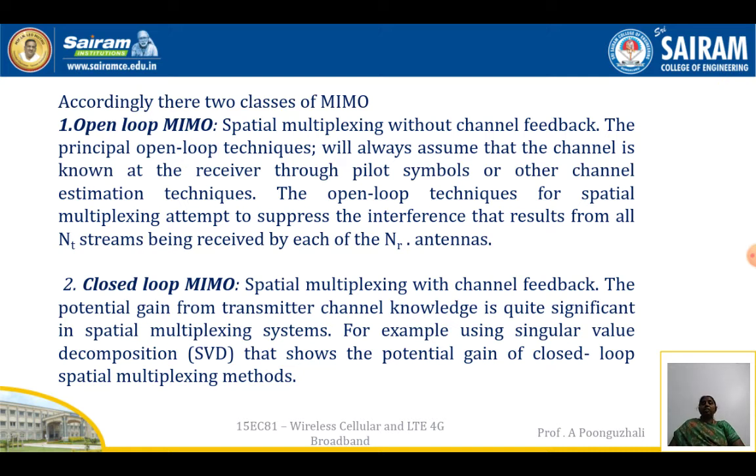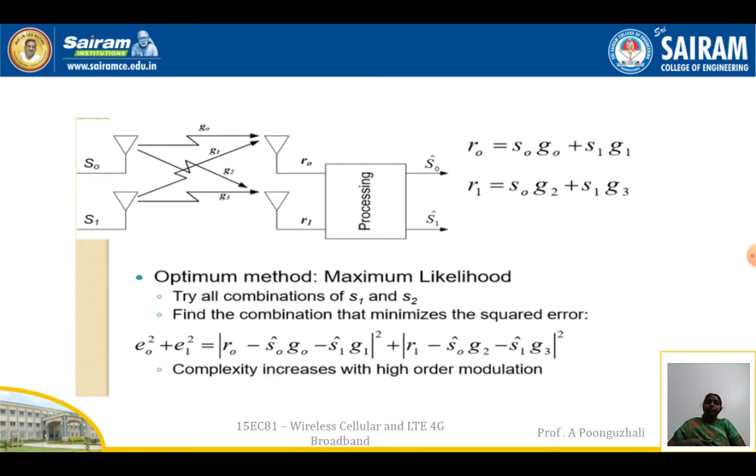Next we are going to see closed loop MIMO. Closed loop MIMO is nothing but spatial multiplexing with channel feedback. With channel feedback, the potential gain from transmitter channel knowledge is significant in a spatial multiplexing system. When I use the channel feedback, we use a singular value decomposition, which shows the potential gain of the closed loop spatial multiplexing methods.